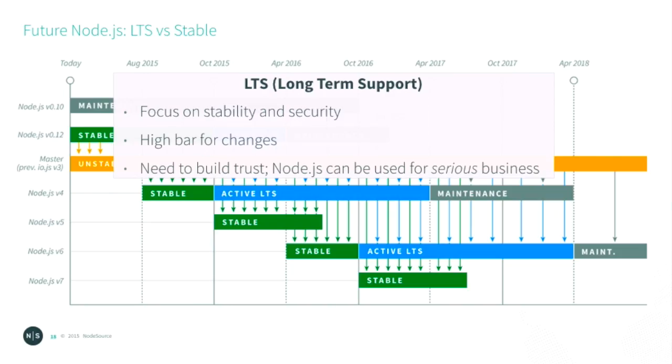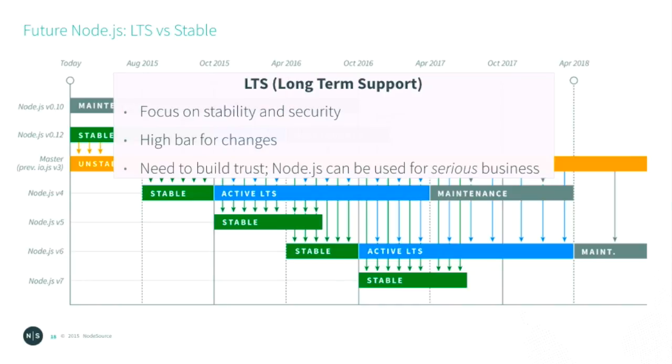And then in the mix there, we have this thing called LTS, which is long-term support. So LTS focuses on stability and security. It's for people that need predictability and that need the stability for deploys. There's a high bar for changes. You don't get things into LTS releases easily, and they generally have to be proven. And it comes from our need to build trust.